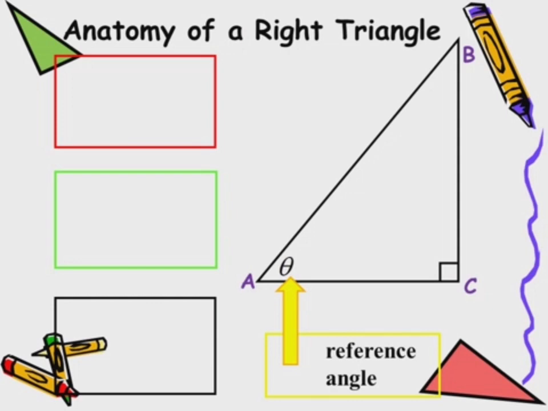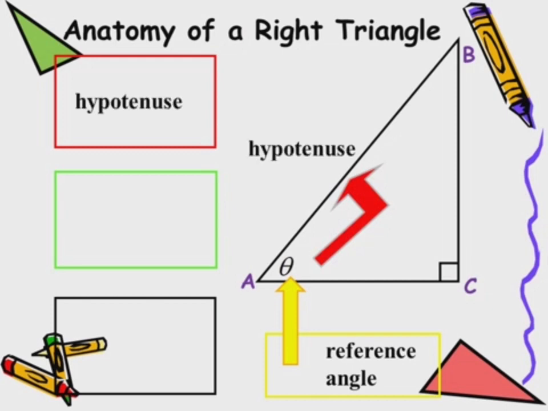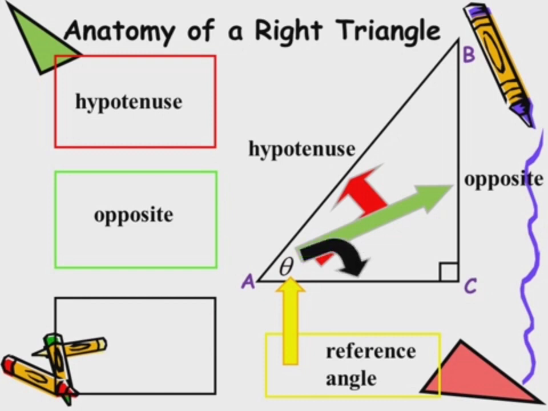As we know, a triangle has 3 sides. First is the hypotenuse, as pointed by the red arrow. It is the longest side in the triangle and is opposite to the right angle in a right triangle. Next is the opposite leg, as pointed by the green arrow. It is the side that is opposite to our reference angle. And last is our adjacent leg, as pointed by the black arrow. It is the side that is next to our right angle.